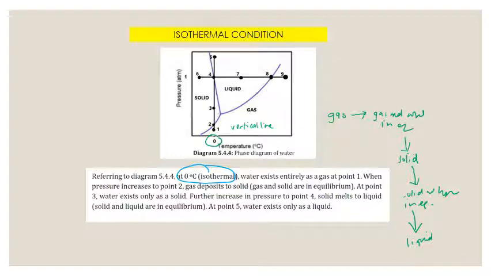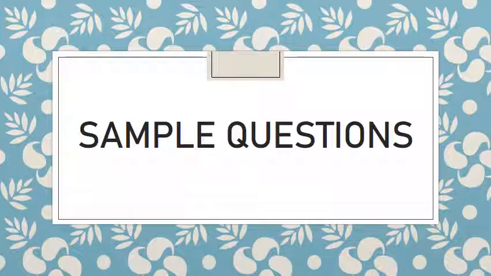Alright, so bila kita nak tahu kita punya condition pada isothermal tu, mesti kena buat vertical line. So, boleh guna pembaris lah untuk nampak perubahan changes in phase tu. Okay, jom tengok sample question yang ada.